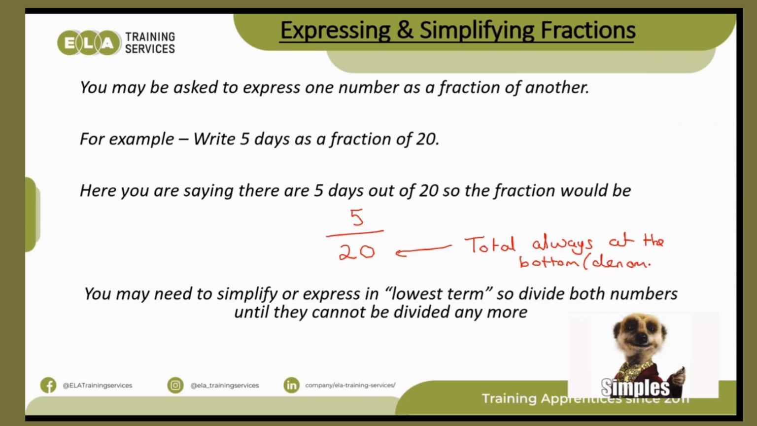Then you may need to simplify or express it in its lowest term. So we divide both numbers until they can't be divided anymore. So 5 into 20. What times table are both 5 and 20 in? They are both in the 5 times table, so we can divide by 5. 5 divided by 5 is 1, and 20 divided by 5 is 4. So 5/20 is equal to 1/4 because we've expressed it in its lowest term.